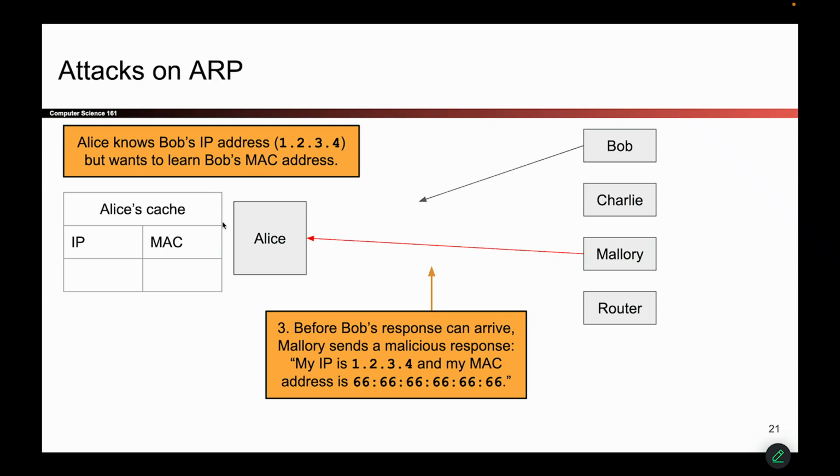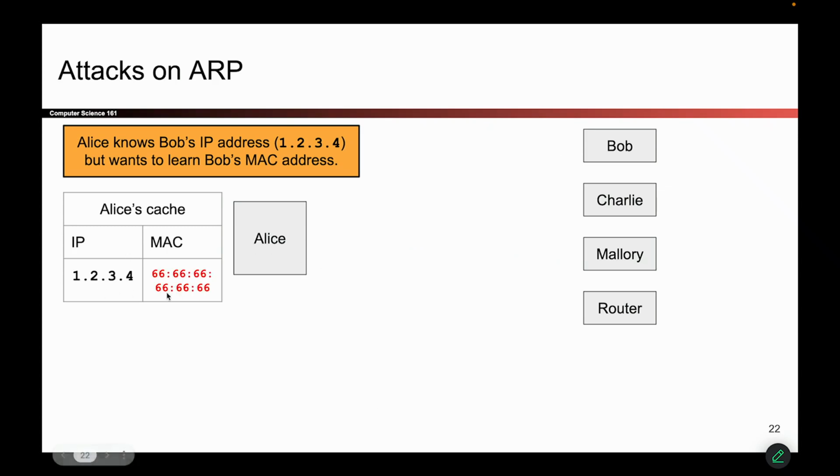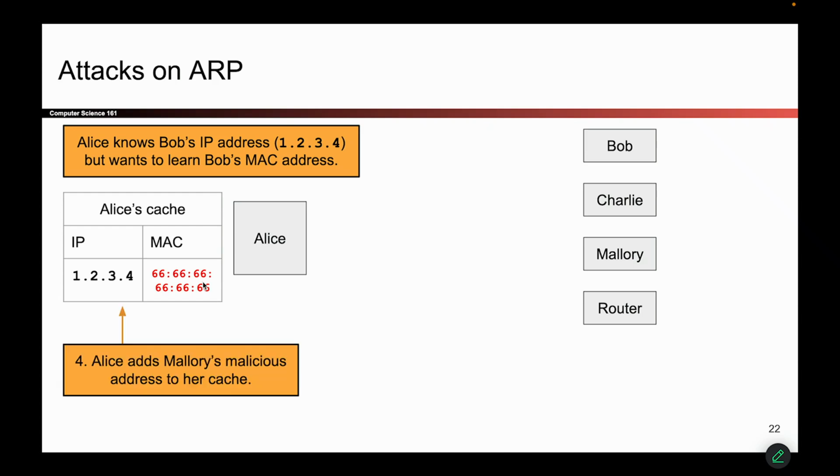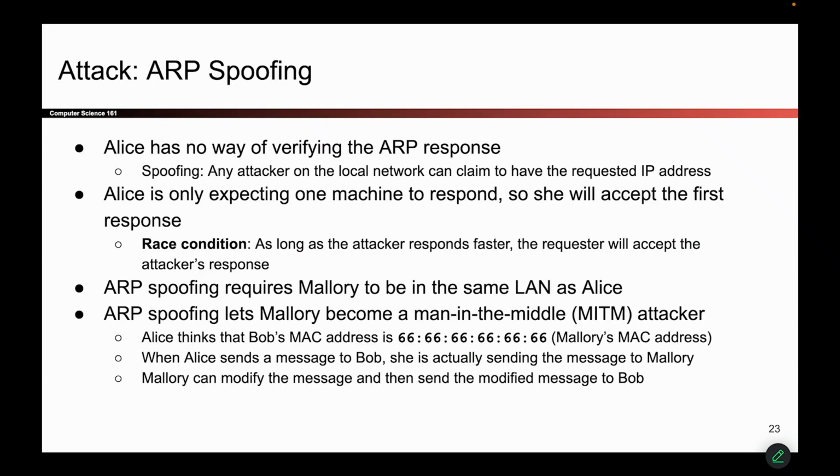Now, what happens at this point is if Alice hears this reply, she might be tempted to cache that reply, and now she thinks that when she wants to send messages to Bob, they should go to this malicious MAC address, and suddenly messages that were meant for Bob, they don't get sent to Bob anymore, they get sent to Mallory instead. So this is an example of an attack that Mallory can do. Now we can reflect on why this attack was possible. What were the preconditions that Mallory had to achieve to make this attack possible? And what are the consequences if Mallory succeeds at this attack?